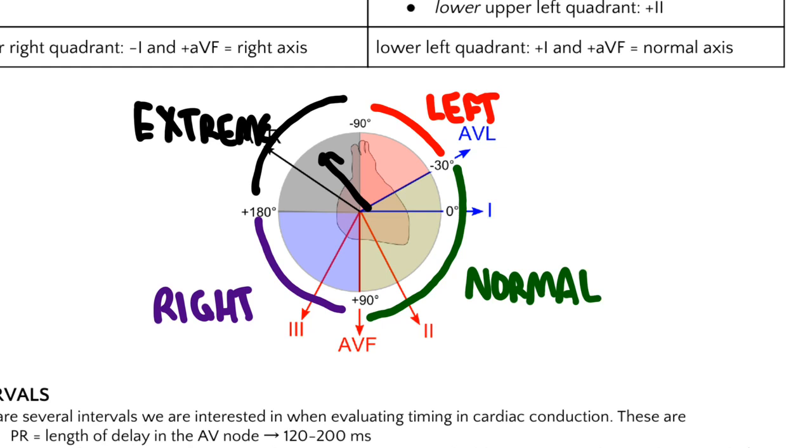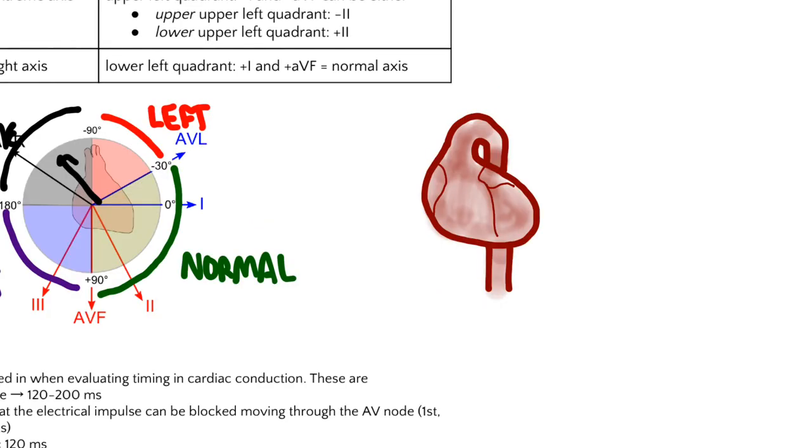So we want to determine is the patient's heart mostly pointing where most people normally are? Is it to the left of where most people normally are, or to the right of where most people normally are? And so to understand axis, we really want to think about the leads. We need to revisit that again.